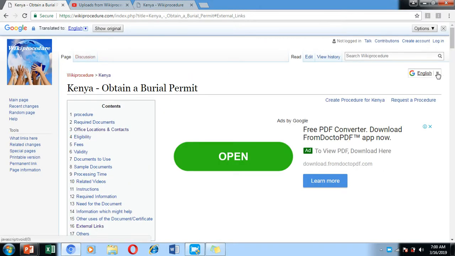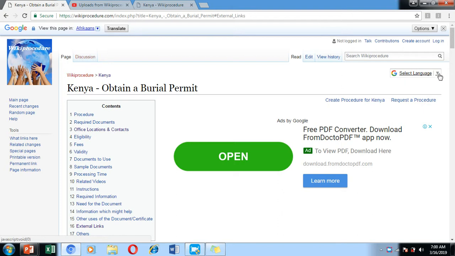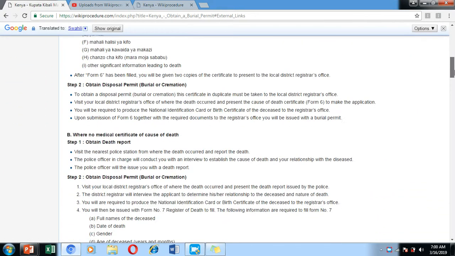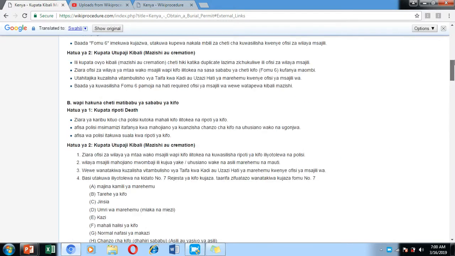Additionally, on the right hand side of the screen, we have included a select language option where, by clicking the downward pointing arrow, you can select a language of your choice which you find easy to understand. For example, by choosing Swahili, this is going to translate the wiki procedure page to Kiswahili, and I'll be able to get the instructions in Swahili, making my experience as smooth as possible.